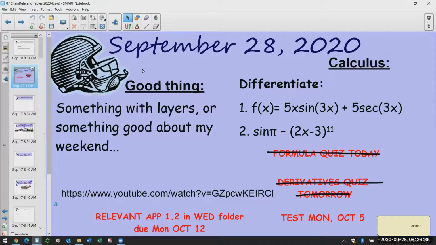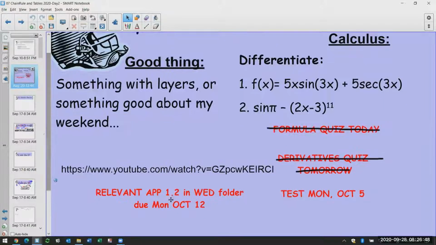All right, guys. So we're going to talk today more about the chain rule. We're just going to do some different problems. You guys picked up your notes. Okay, we're basically going to follow through with your notes. There's a new relevant app again, guys. It's in the Wednesday folder for this week.